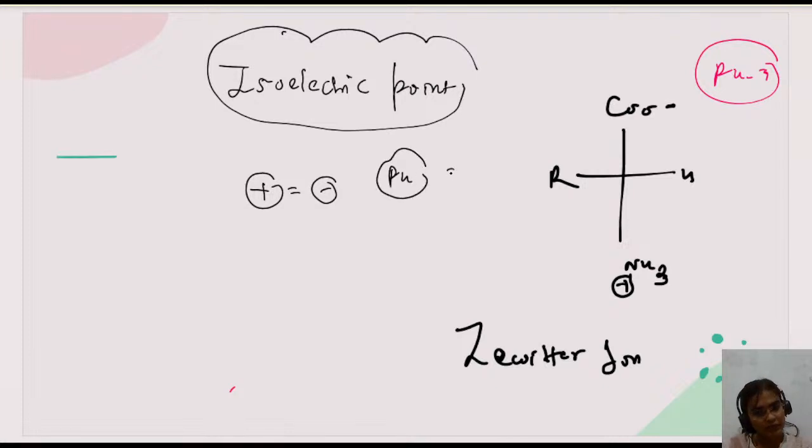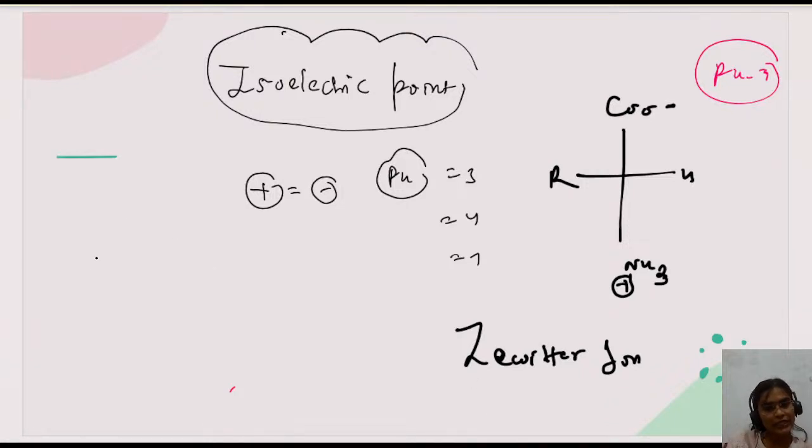pH can be 3, pH can be 4, pH can be 7. I'm not saying only 7 is the neutral pH. It can be different for different amino acids. I'm repeating one more time: iso means same, electric means electricity, point means a point. It means that during the passing of current, the pH at which the negative and positive charges balance one another and there is no deflection. That is point number one.